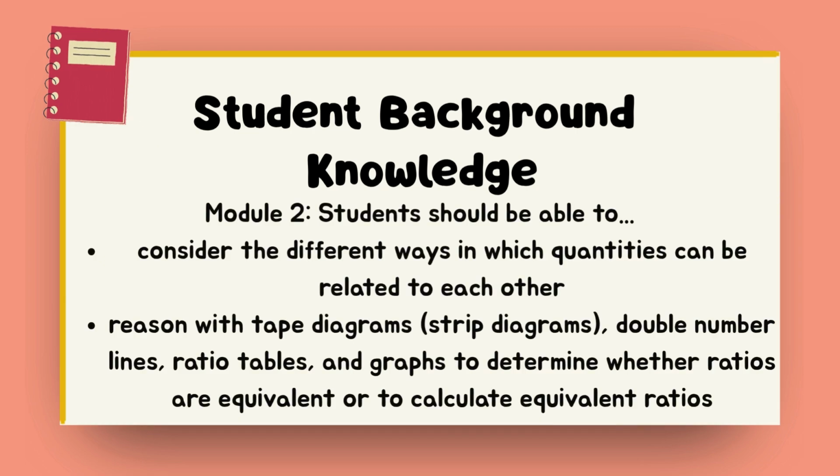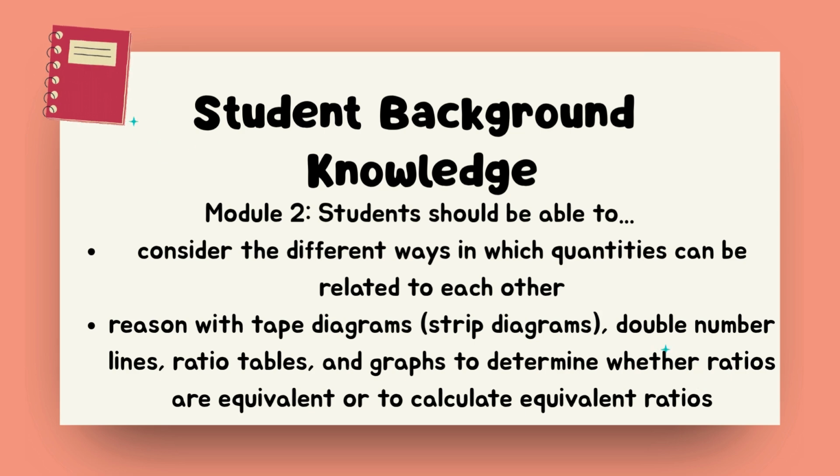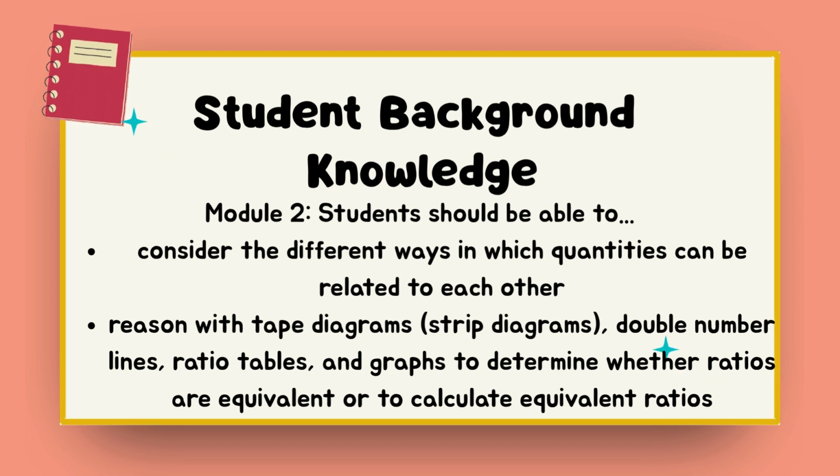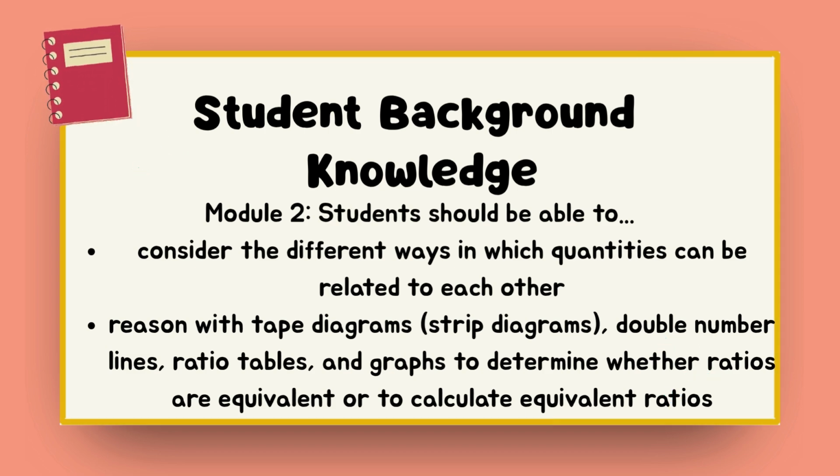In Module 2, students should be able to consider the different ways in which quantities can be related to each other. Reason with tape diagrams, strip diagrams, double number lines, ratio tables, and graphs to determine whether ratios are equivalent or to calculate equivalent ratios.